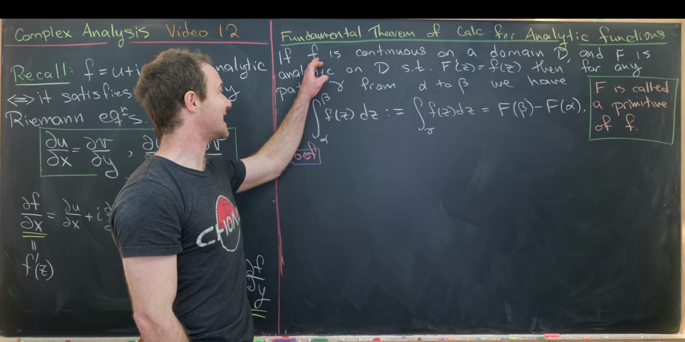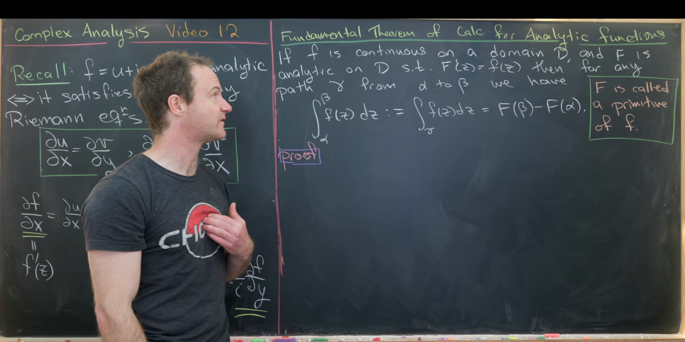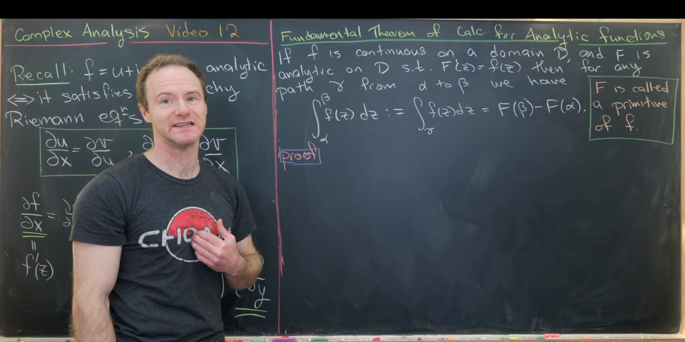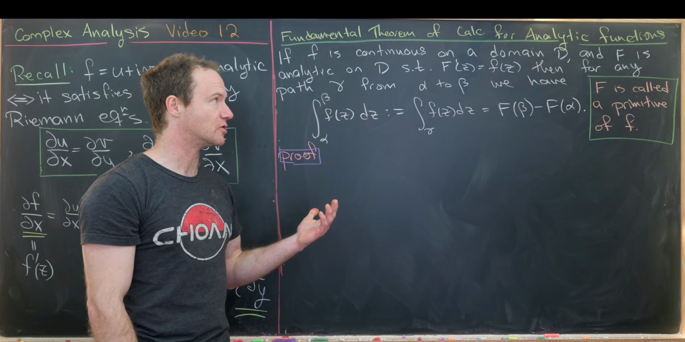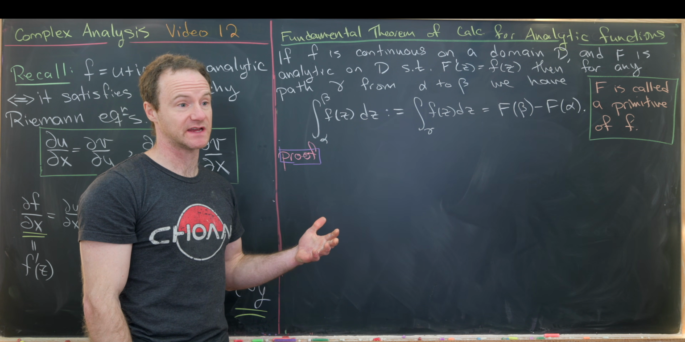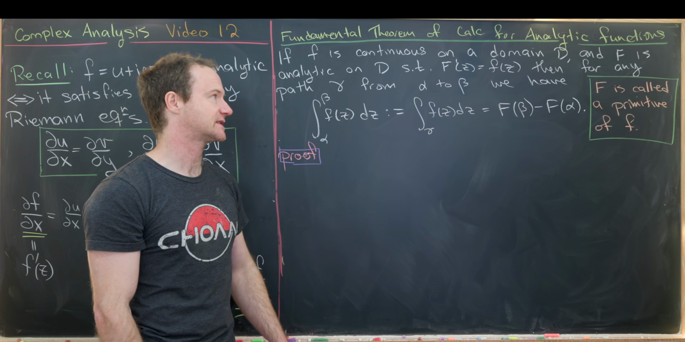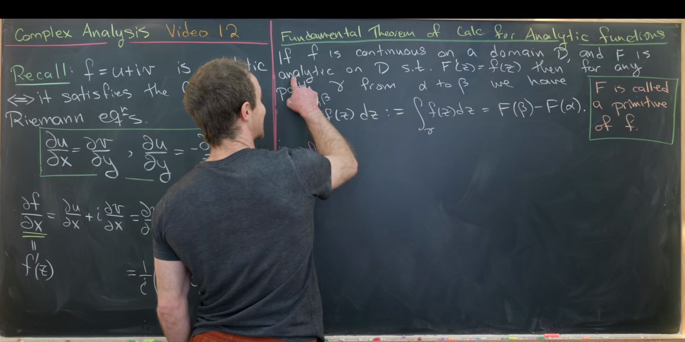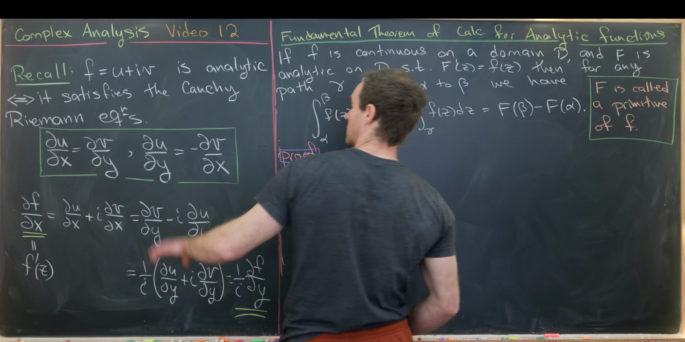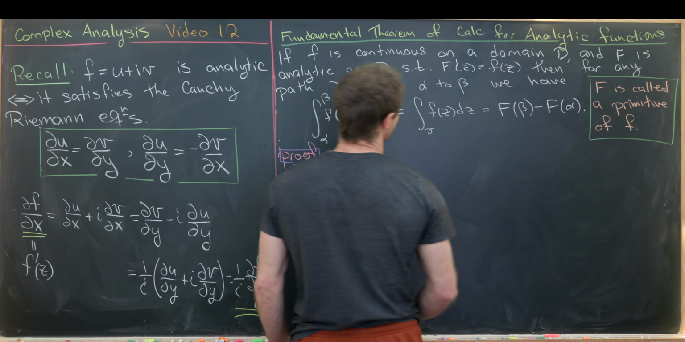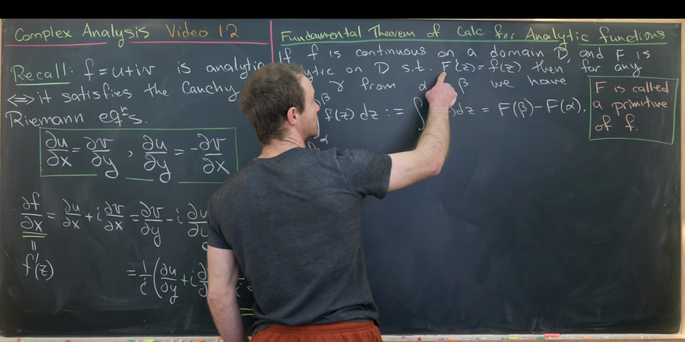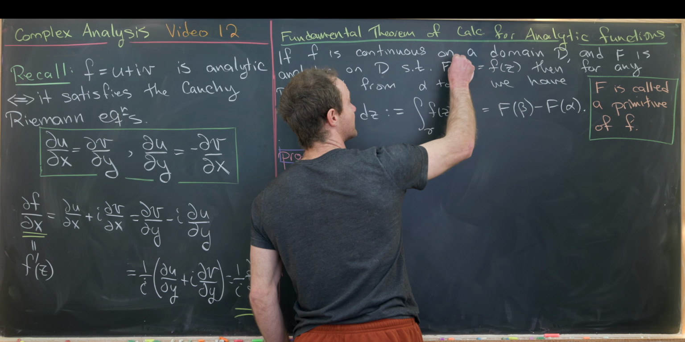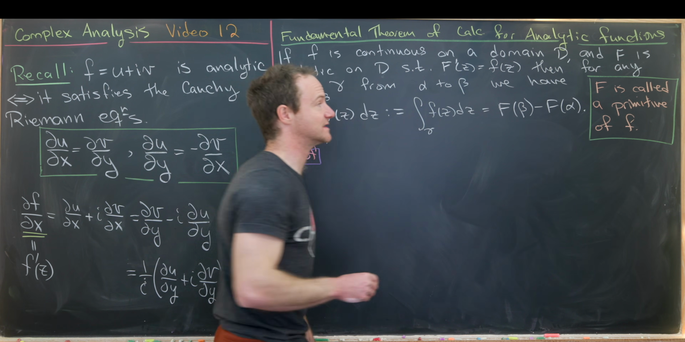So let's suppose that f is a continuous function on a domain D. Recall that being a domain means that you are an open set who is simply connected in the complex plane. And then capital F is analytic on D. So analytic means it satisfies these types of equations over here. And then also we have the derivative of capital F equals little f.